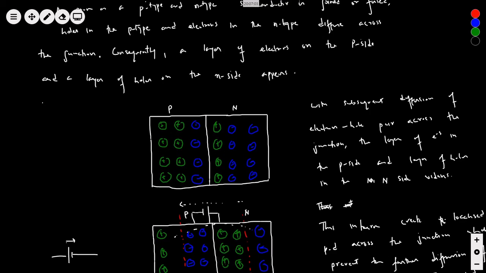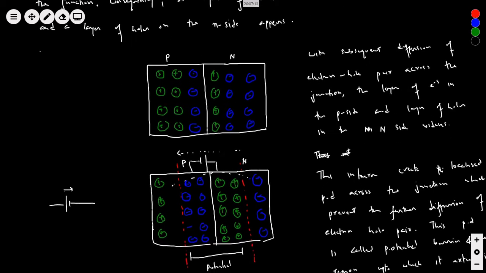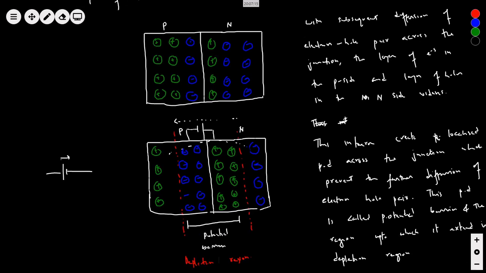But then after a few layers of diffusion, no further diffusion current will take place, because even if electrons from the N side want to cross the junction and reach the P side, they will be prevented by the negative potential present in the P side near the junction. They will be repelled and won't be able to go there. So the diffusion current completely ceases. Initially we see a little bit of current and then the current stops.